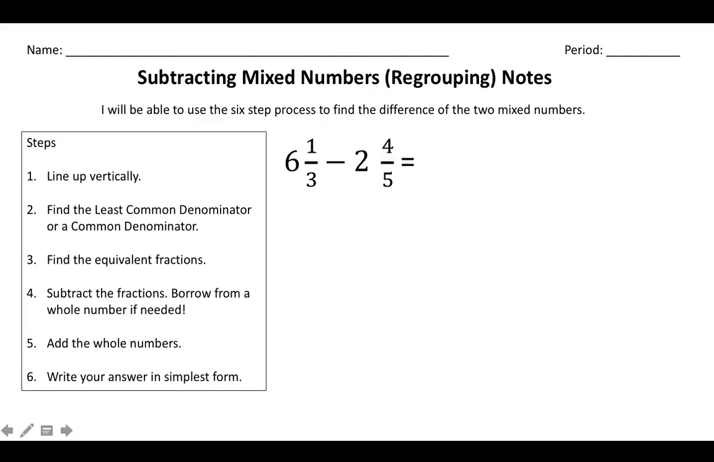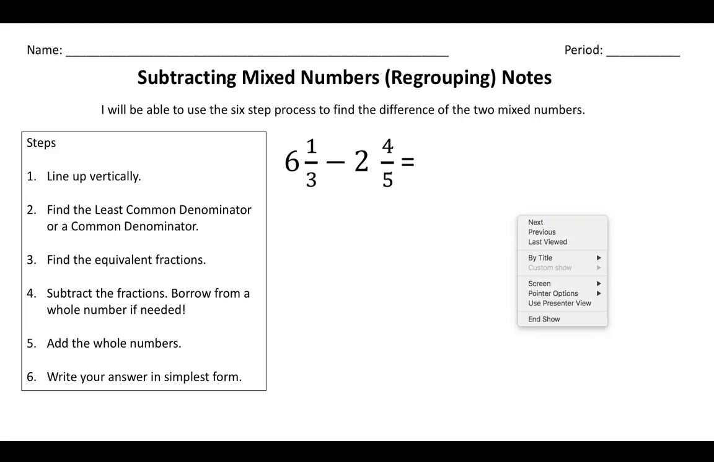Now, we are going to be subtracting mixed numbers where it requires regrouping, and we'll still follow our six-step process. We're first going to start by lining up our mixed numbers vertically. 6 and 1/3 minus 2 and 4/5.